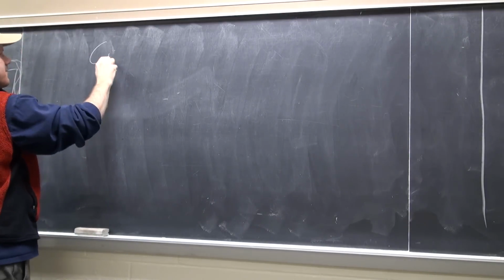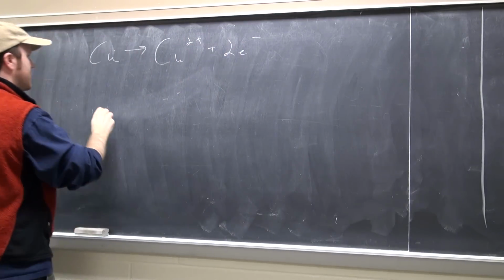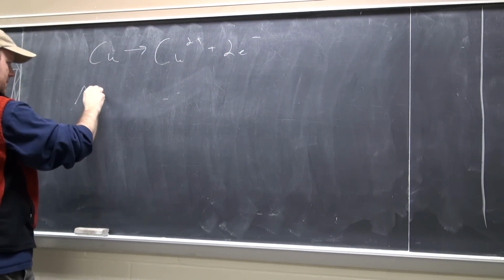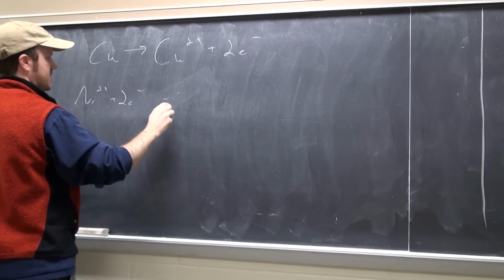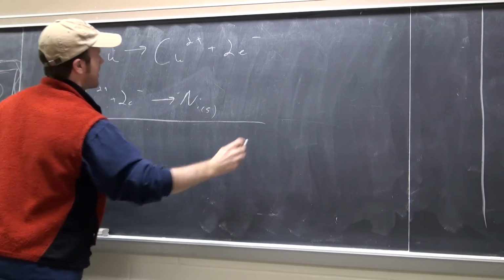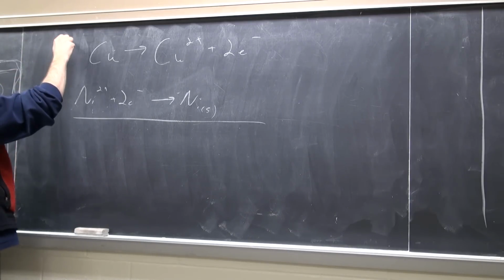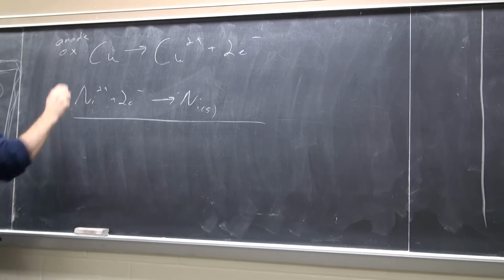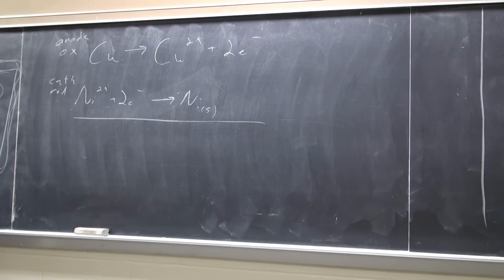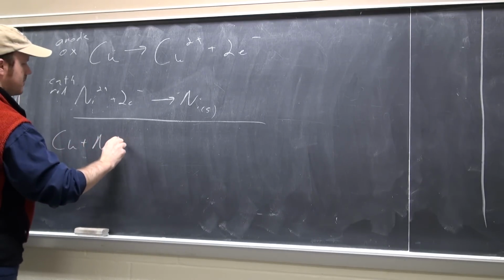So let's say you have copper going to copper 2 plus plus 2 electrons, and then you have nickel 2 plus plus 2 electrons goes to nickel solid. Which one's the anode? Because that's oxidation. This one then has to be the cathode. This is reduction. What's the full reaction? So these are half cells, of course. Cu plus nickel 2 plus.